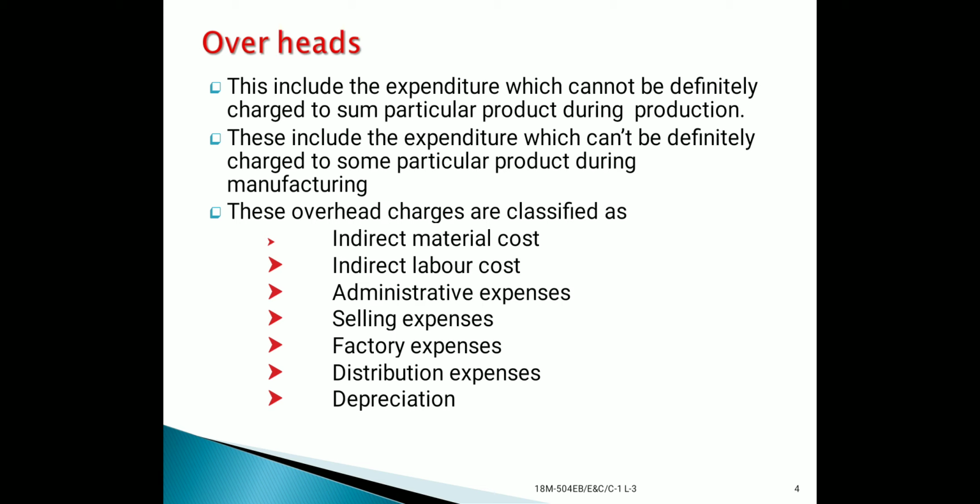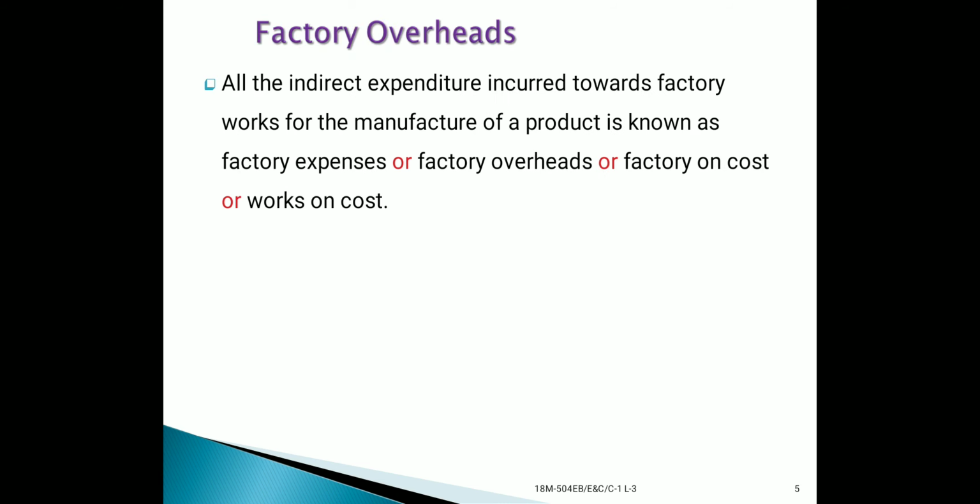Next, depreciation. What is meant by depreciation? We will learn it in coming classes, but the basic definition of depreciation is the reduction of value of an asset with respect to time. So factory overheads are all the indirect expenditure incurred towards factory work for manufacturing a product, known as factory expenses, factory overheads or factory on cost.